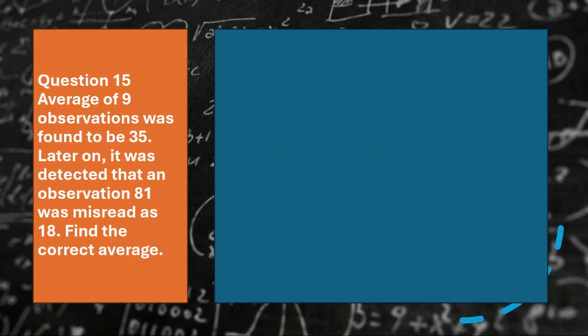Question 15. Average of 9 observations was found to be 35. Later on, it was detected that an observation 81 was misread as 18. Find the correct average. Now, these type of questions are utterly important. So, let's understand. Now, find the wrong total first, okay?